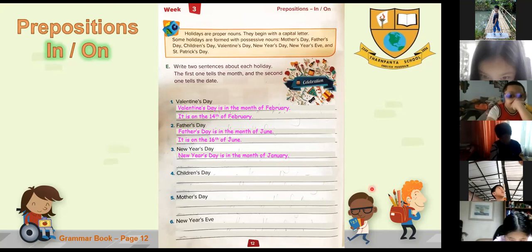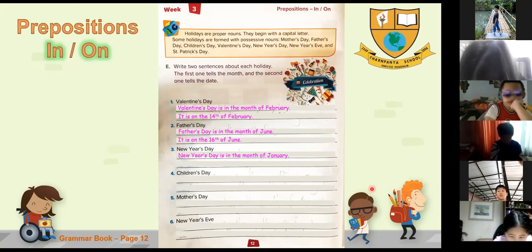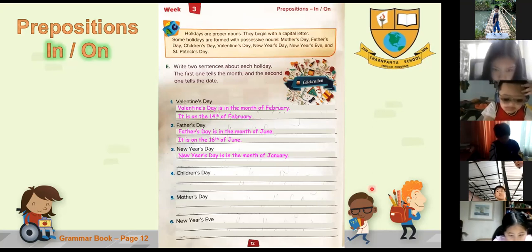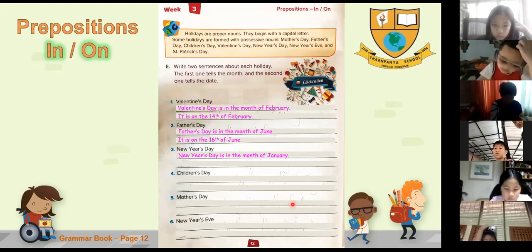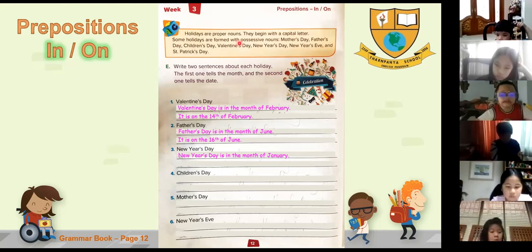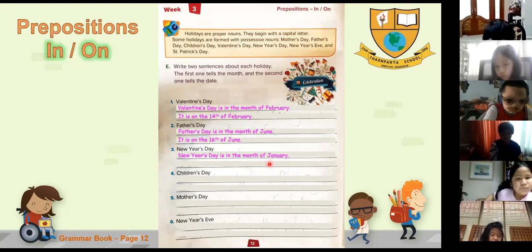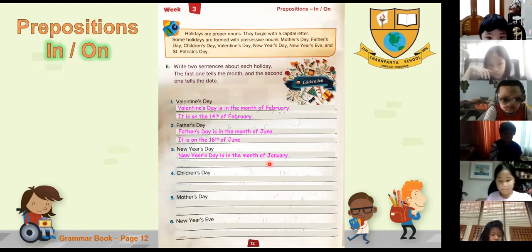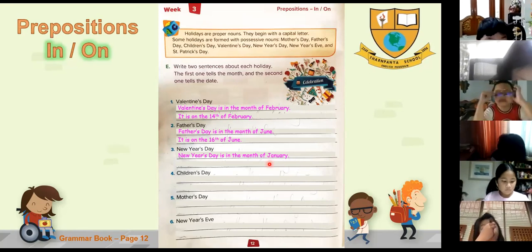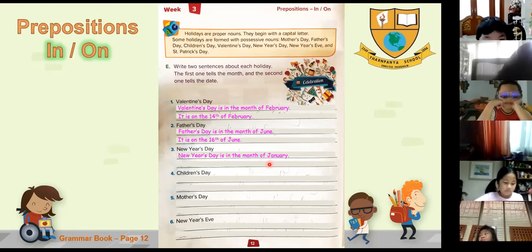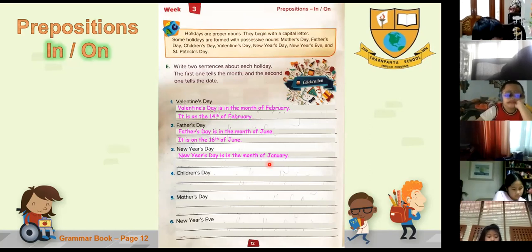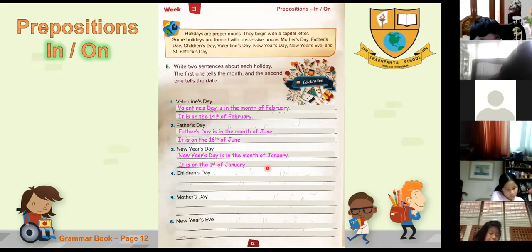Teacher, it is on the 1 of January. In this case, we need to use the date, the specific date. So we need to tell... okay, somebody said that first. So how do we write the full sentence? It is on the 1st of January. Okay, it is on the 1st of January.